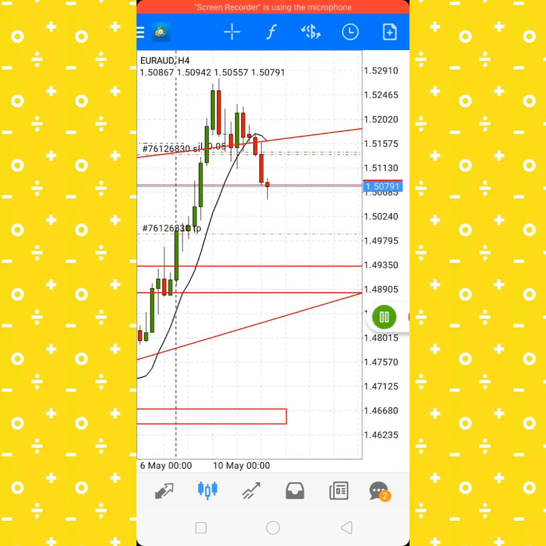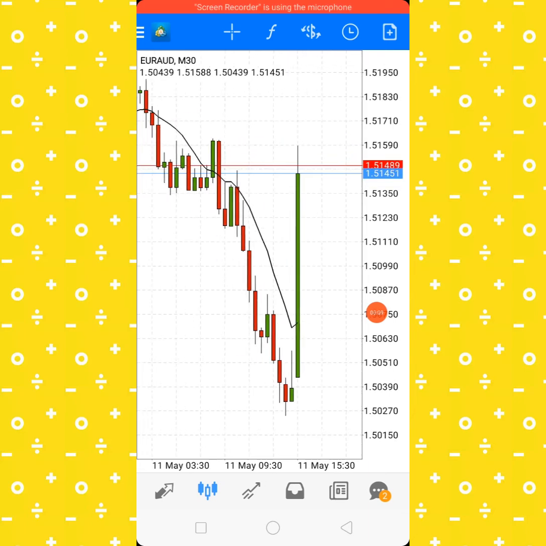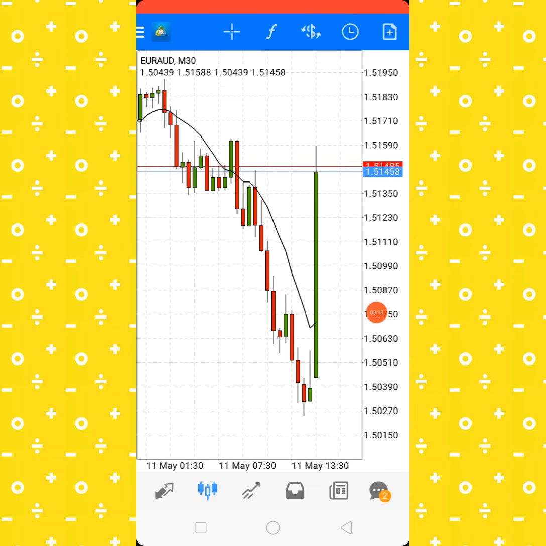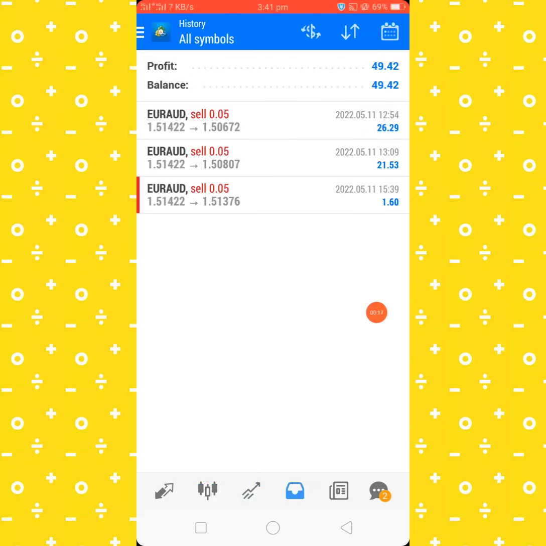I'll update you guys. So guys, we are back. It's been 4 hours later. Do you see now what I was telling you guys? You have to protect your account. You've seen what the news has done. It jumped up and hit our stop loss, but at least we're still in profit, as you can see. That is what we made today, 4,900 Kenyan shillings, because we're in Kenya.